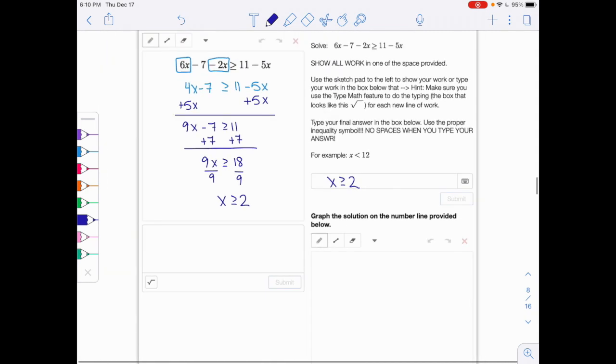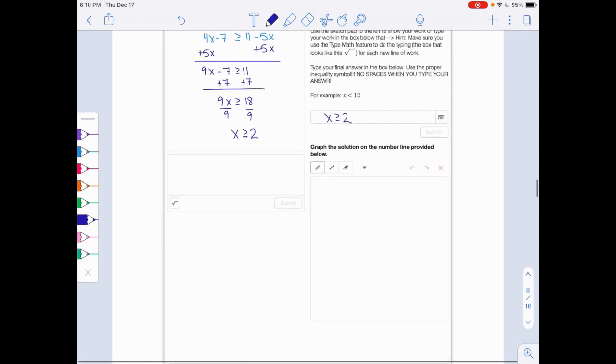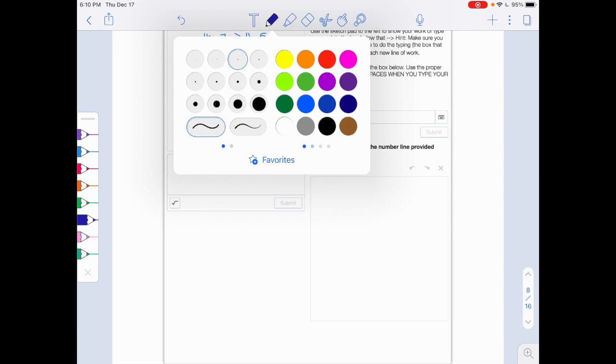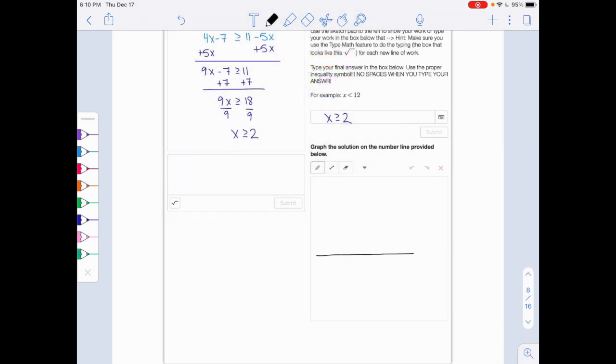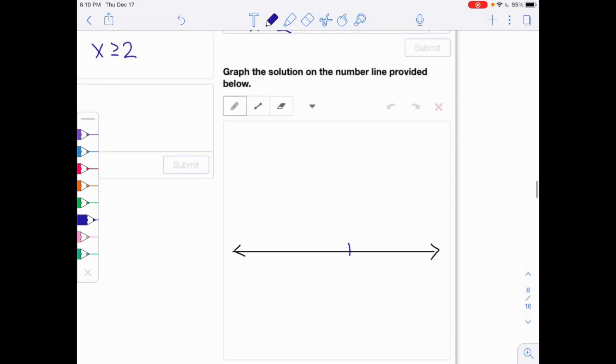On my number line, I'm going to do a closed circle on 2 and put my arrow to the right because I want to be greater than or equal to the number 2. Numbers greater than 2 are to the right, and I'm coloring in the circle because it was equal to.